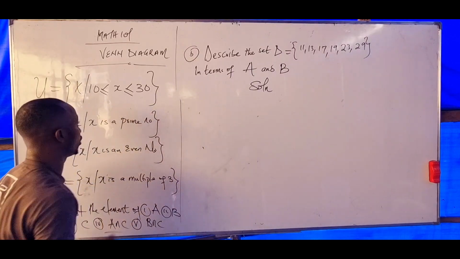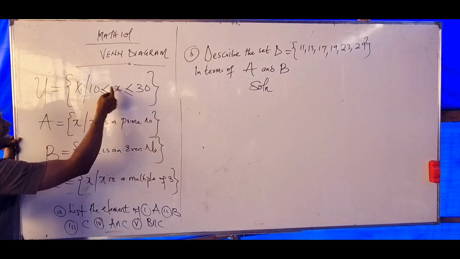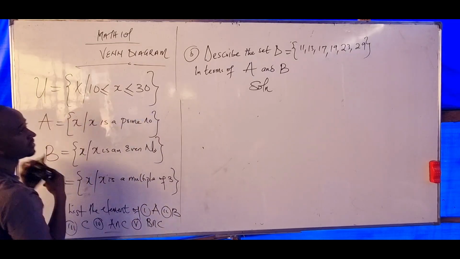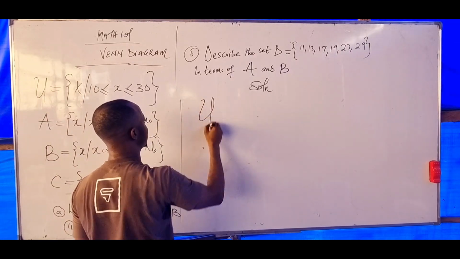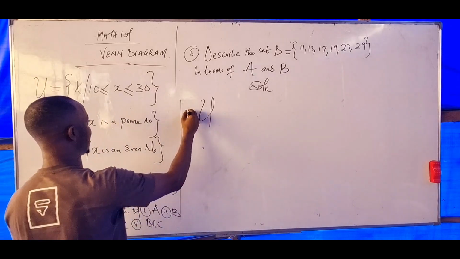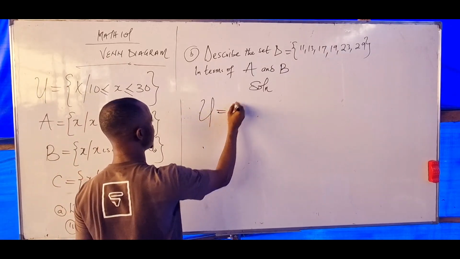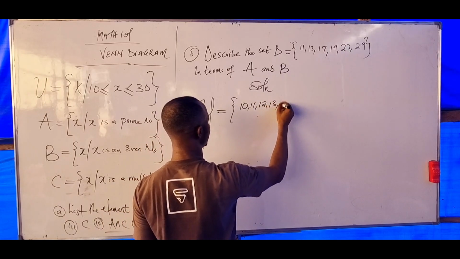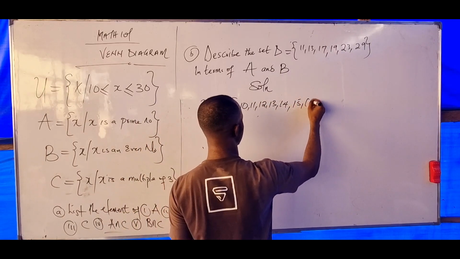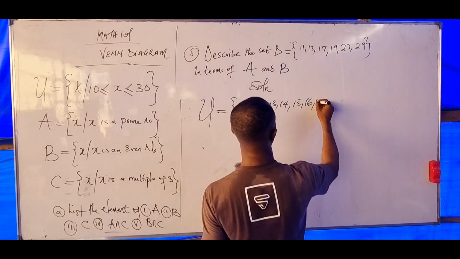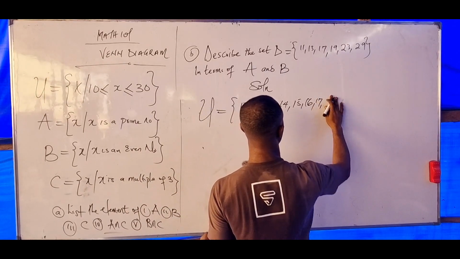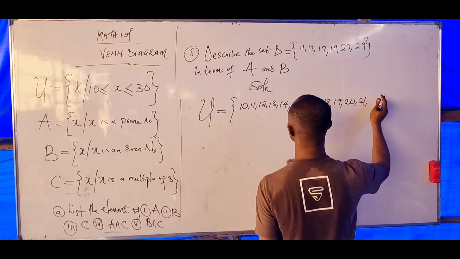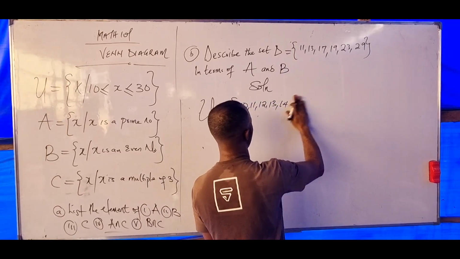But don't forget that we are told that S is less than or equal to 30. Meaning I will start from 10 and end at 30. Let's go to the general set. List the elements. The general set is, from 10: 11, 12, 13, 14, 15, 16, 17, 18, 19, 20, 21.